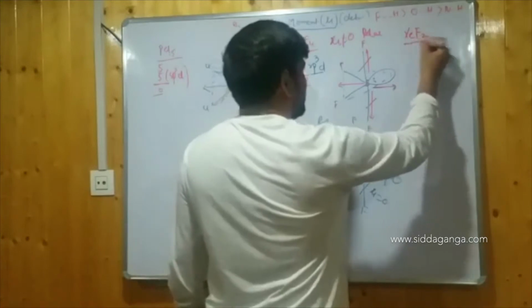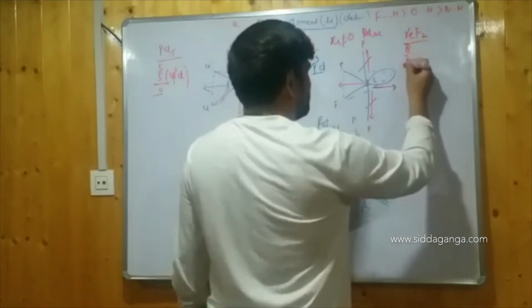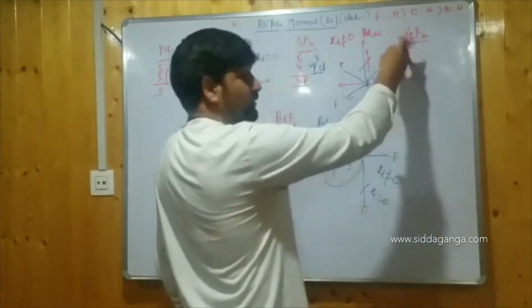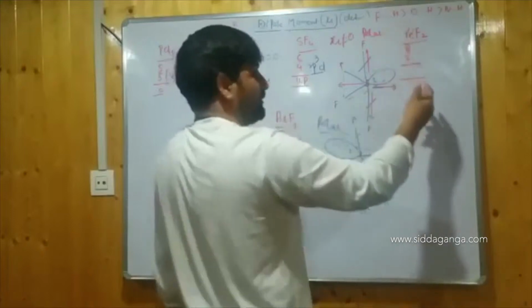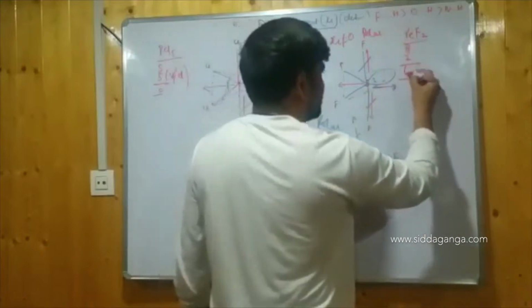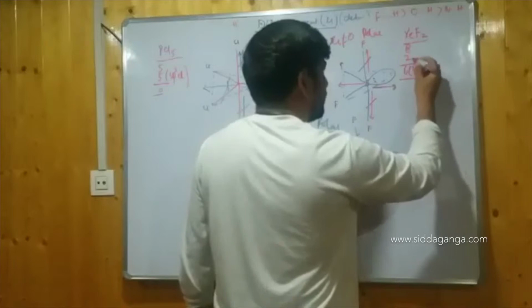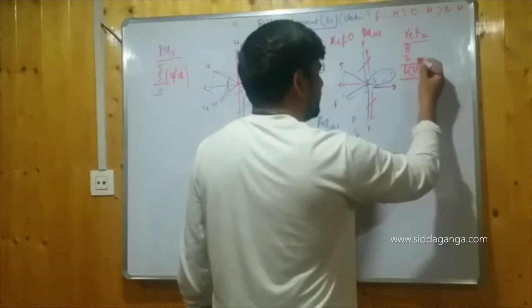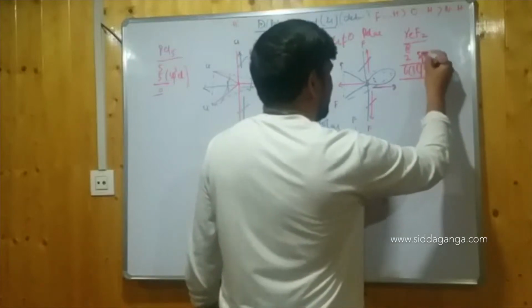XeF2, xenon, valence electrons 8, bonds made 2. I hope you are understanding what I am doing, because last time I have done it profusely. How many electrons remaining? 6. That means 3 lone pairs. How many bond pairs? 2. Total 5. So hybridization sp3d.